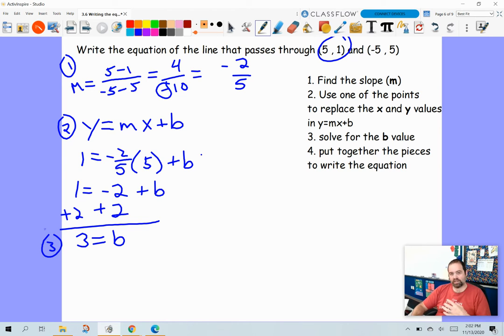Now I'm going to put it all together and actually write the equation. For my last step here, step 4, y equals negative 2 fifths x plus 3. And there's your equation in slope-intercept form. Ultimately, tomorrow, I'm going to have you guys come up with the equation and graph the result.